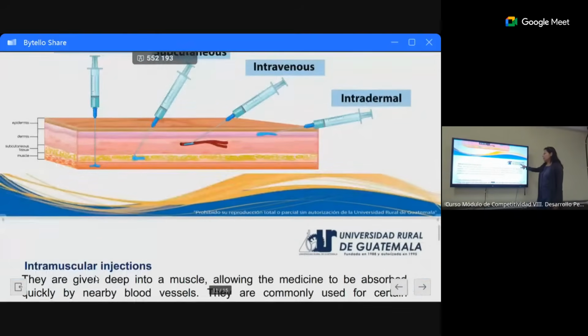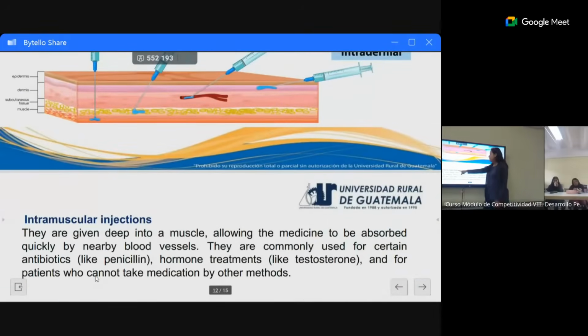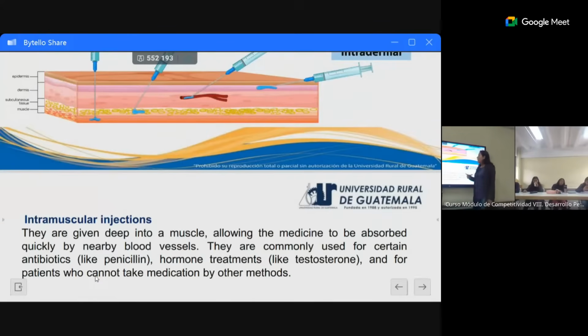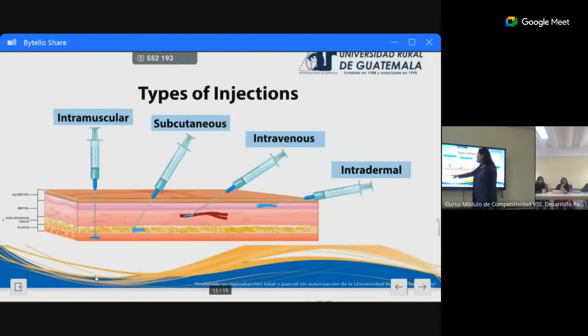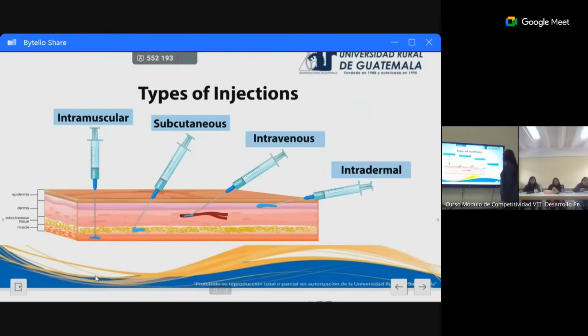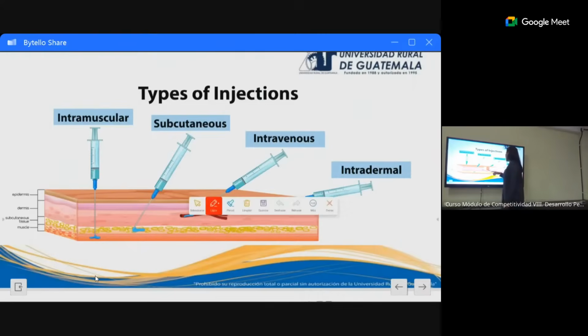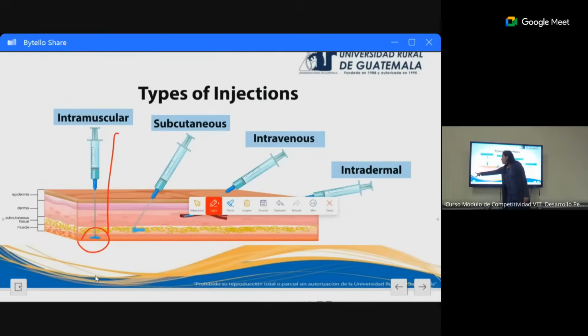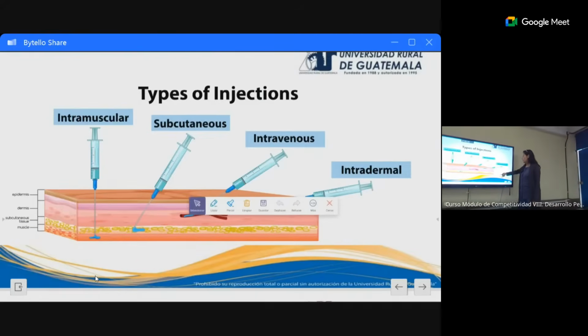And as you can see here, we have the intramuscular, the first one. Let's read what it says. They are given deep into a muscle. You can see here in the picture, a muscle. So I'm going to highlight and underline this. It says intramuscular, into the muscle. So that's why each one has to be for a specific type.